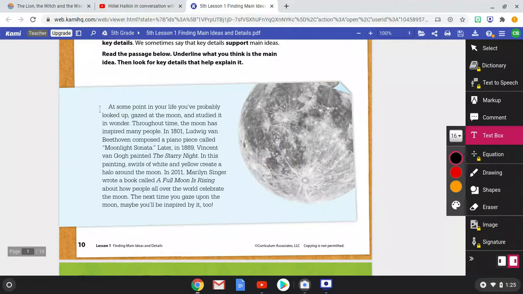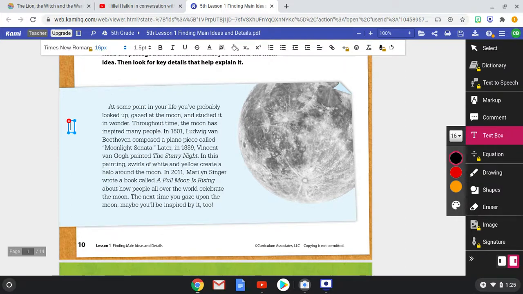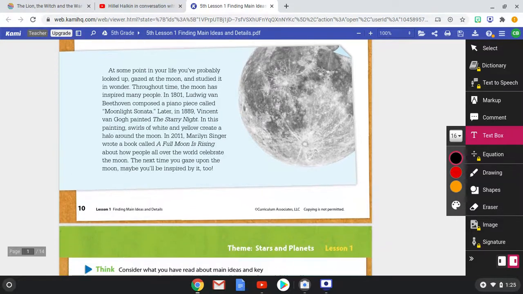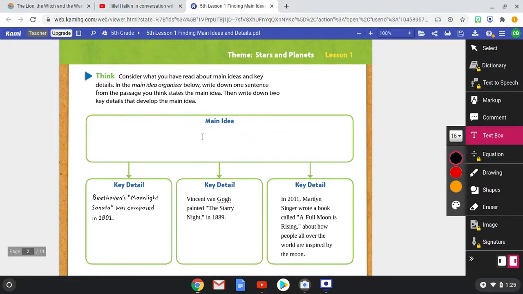All right, so at some point in your life, you probably looked up, gazed at the moon, and studied it and wondered. So this is talking to you, the reader. This is not the main idea. Throughout time, the moon has inspired many people. Okay, what are these three examples of? The way the moon has inspired many people. So that's going to be my main idea.